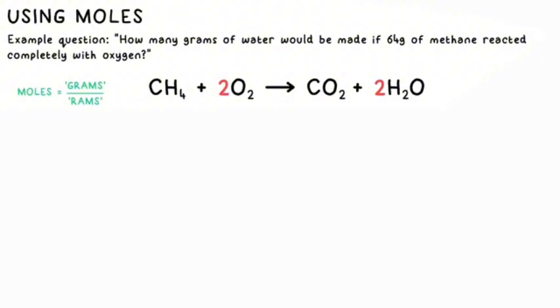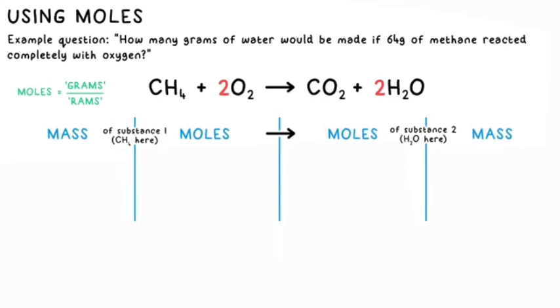We need to get from the mass of one thing to the mass of another, so we use moles as the middleman. The process is this: mass, moles, moles, mass. We switch from one to the other at the halfway mark. So, a mass of 64 grams of methane. How many moles is that? Moles equals grams over RAMs, so that's 64 divided by 16. That's 4 moles of methane.